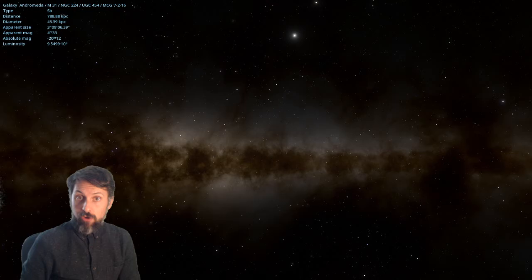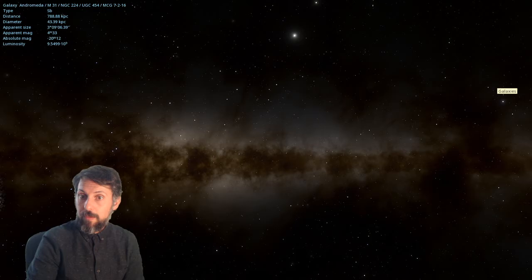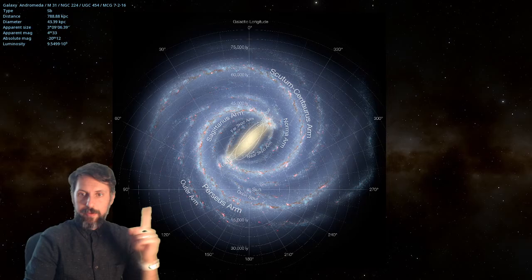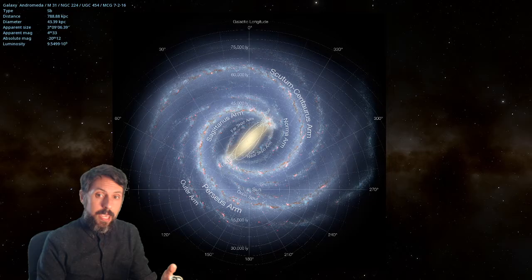So I'm going to show a hypothetical map of the Milky Way. This is an artist's drawing of what the Milky Way would look like. I'm going to put this over here so that I can point to it, because it's a little easier for me, though I can only point until my green screen ends. But the Milky Way is a disk. It's a flat disk of stars.